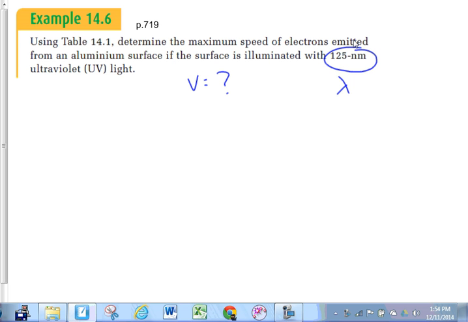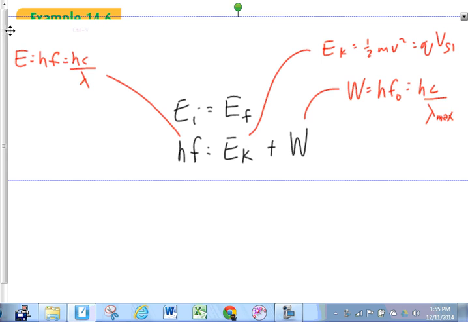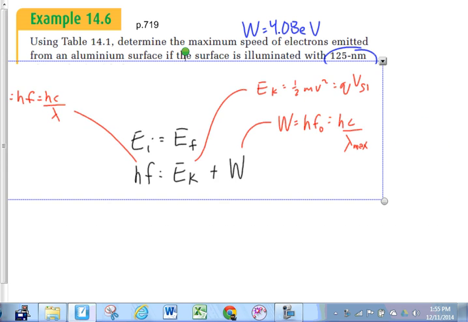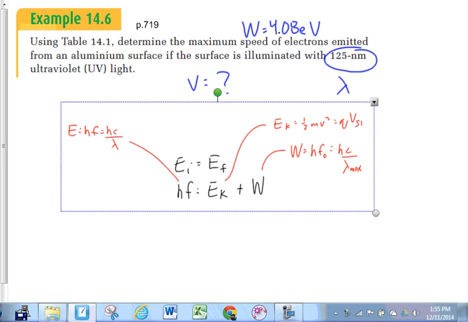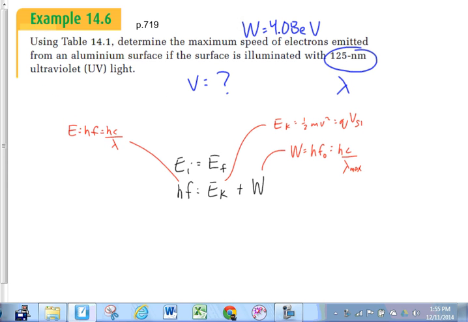We also need the work function of aluminum. If somebody can look that up for me, please, on page 719 in chapter 14, that'd be great. We get 4.08 electron volts. Thanks, guys, for looking that up for me. We want to find the maximum speed. Let's paste those equations that we learned a few minutes ago, the ones that are valid for the photoelectric effect, and see which one or ones we want to try. Take a look. See if you can come up with it.